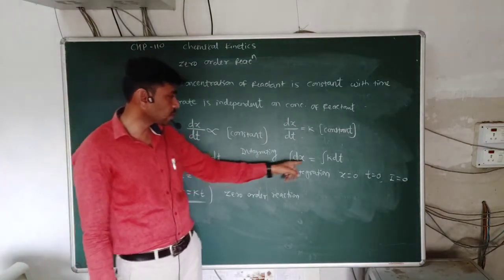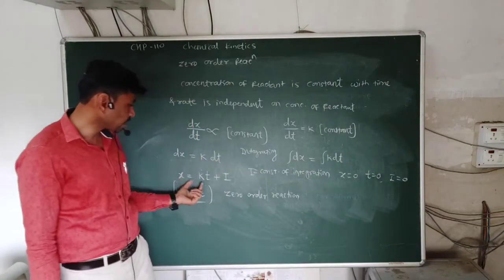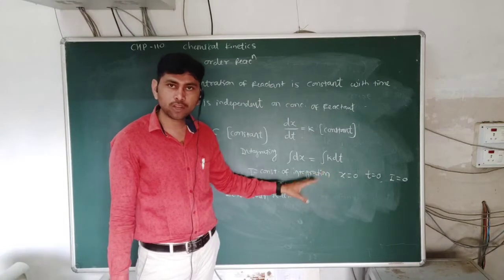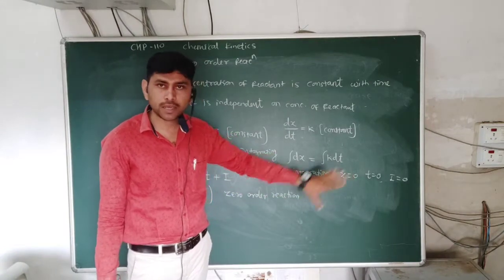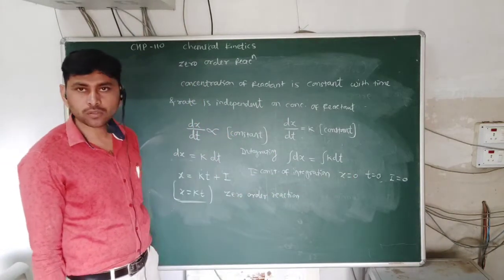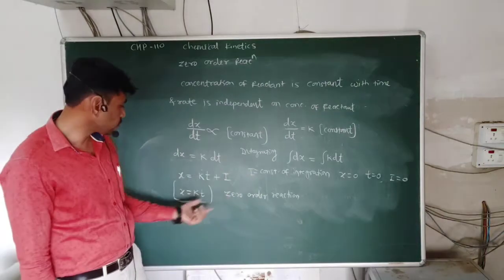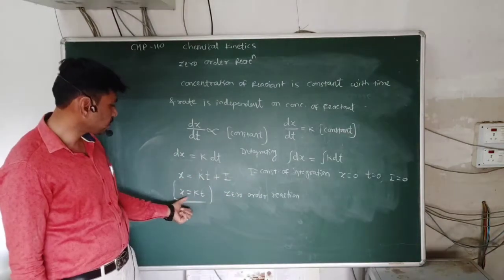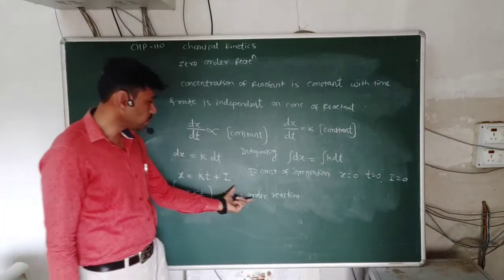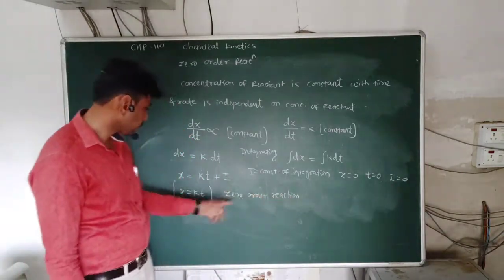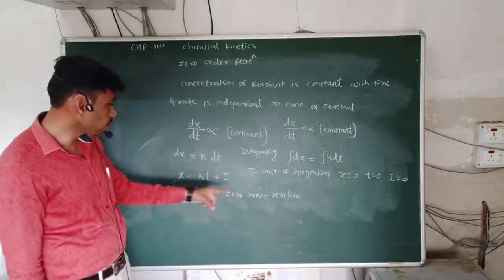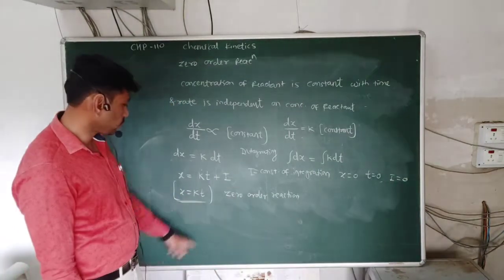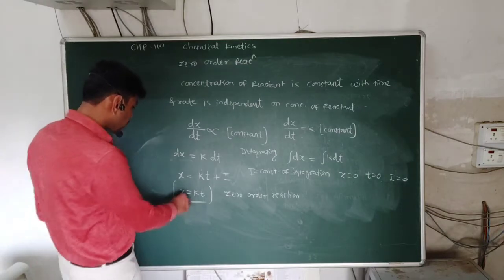By integrating this equation, we get x is equal to kt plus I, where I is the constant of integration, the value of which is revealed when we take x is equal to 0 and t is equal to 0. So we obtain the value of I is equal to 0. If we substitute this value here, we get the equation x is equal to kt, which is the rate equation for the zero order reaction.